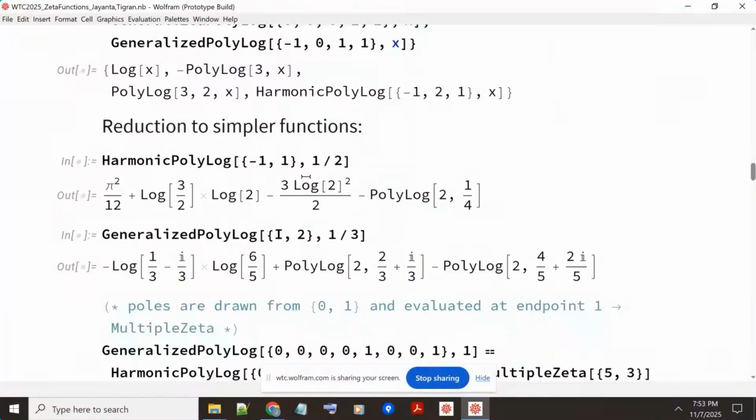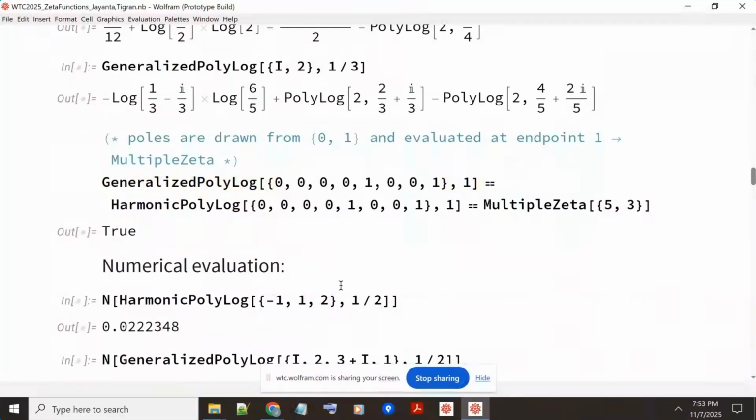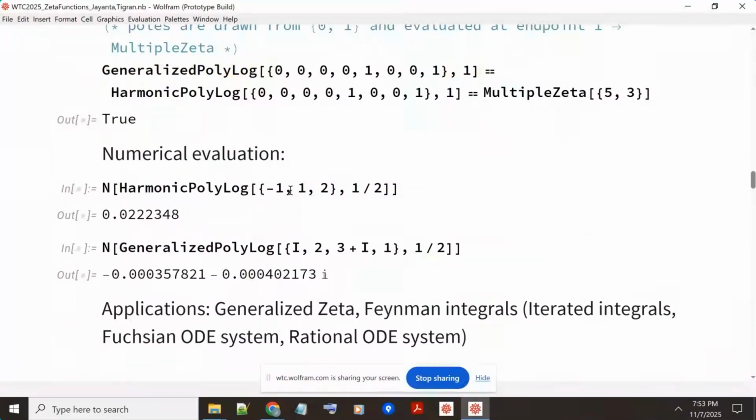Now, similar to the other functions, harmonic polylog and generalized polylog will auto-evaluate for certain simple parameters. So here, basically, if the endpoint is 1 and if these poles are only 0 and 1, then it will auto-evaluate to multiple zeta. But otherwise, in general case, it may not auto-evaluate to simpler functions, but we should be able to evaluate those numerically.